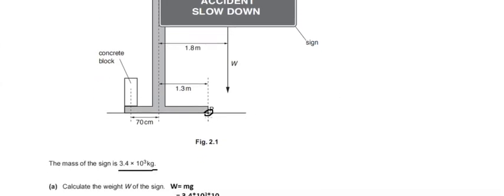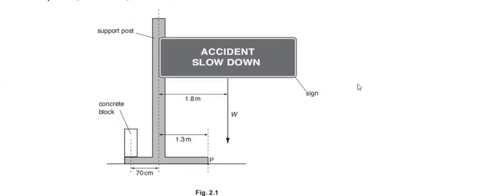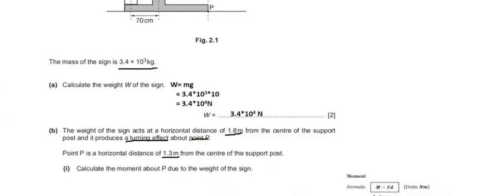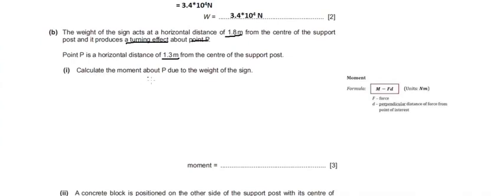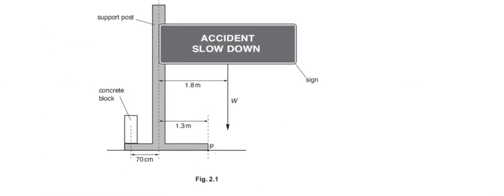We need to find out the moment about the point P. So this is just point P, just like the pivot, and weight is just like the force. Now let's see what is the question here. Calculate the moment about point P due to the weight of the signboard. So we want to calculate the moment of this weight about the point P, and that's why we need the distance of this weight line from the point P.